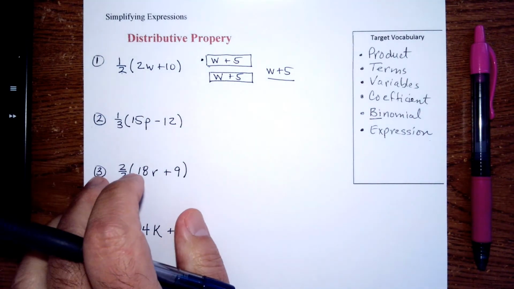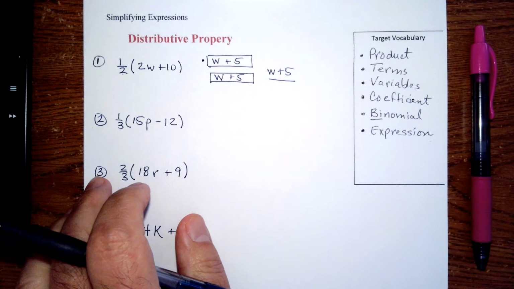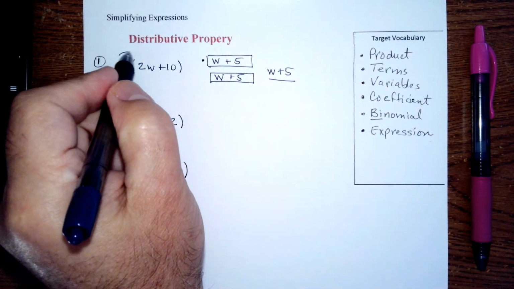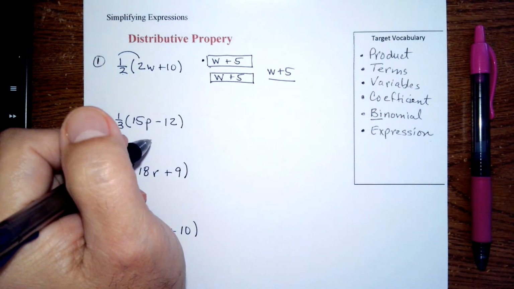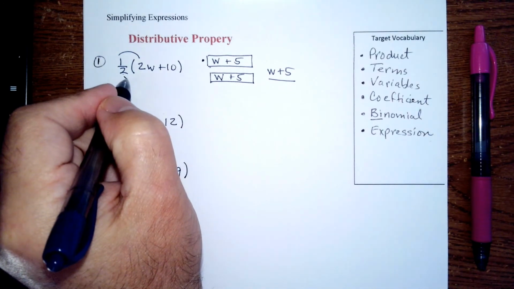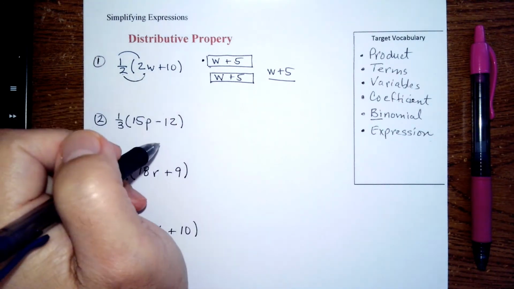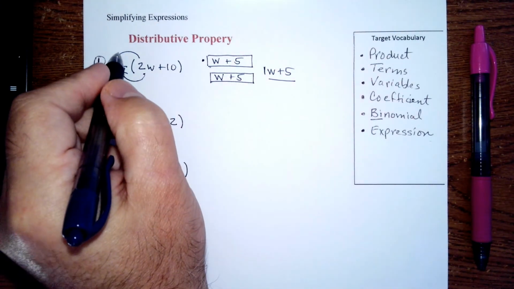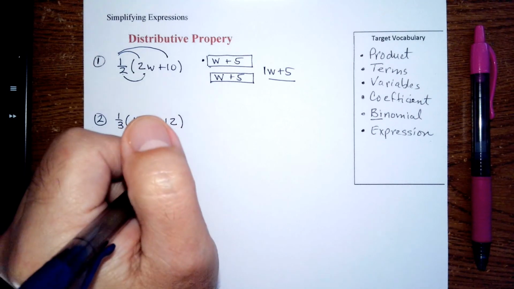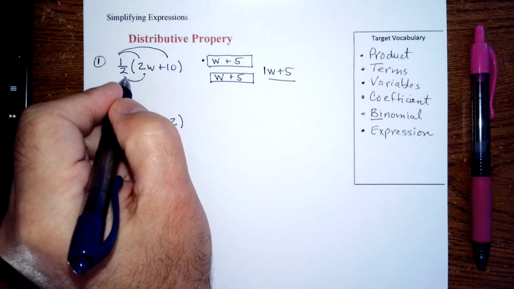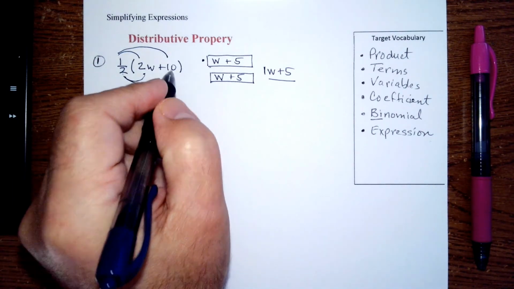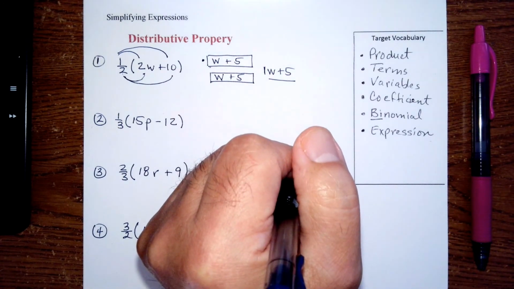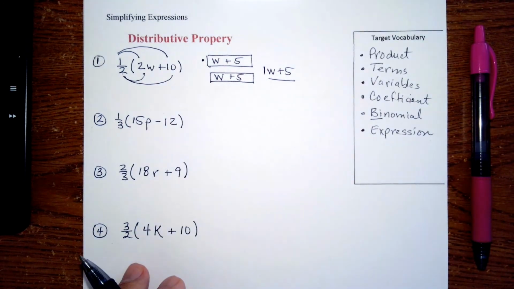And if you say, Mr. Fuentes, well, mathematically, how do I solve it? I don't want to draw pictures. Well, let's look over here. What's 1 times 2? 2 goes into 2 how many times? 1W. What's 1 times 10? 10. And then what's half of 10? 5. Same answer? Absolutely. Okay?